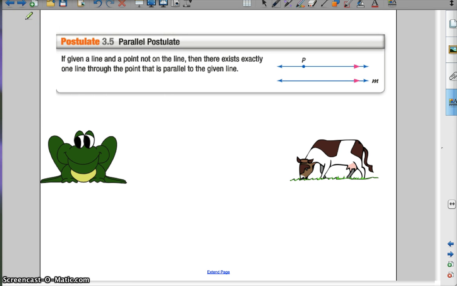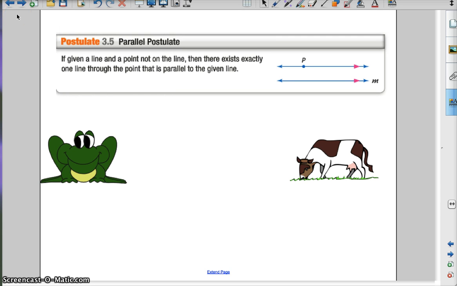And this is the last one you'll have to write down, the parallel postulate. If given a line and a point not on the line, then there exists exactly one line through that point that is parallel to that given line. So pause the video and write this one down.